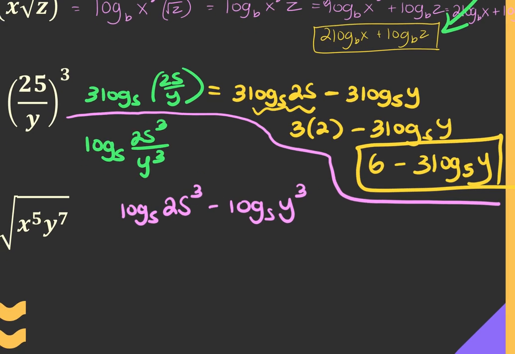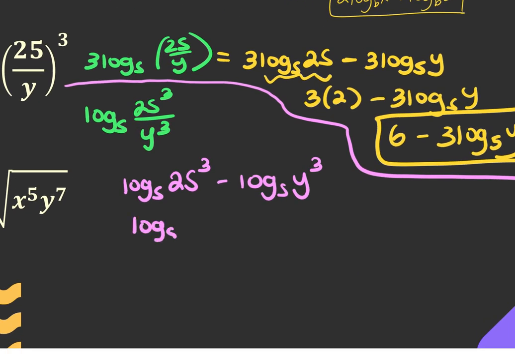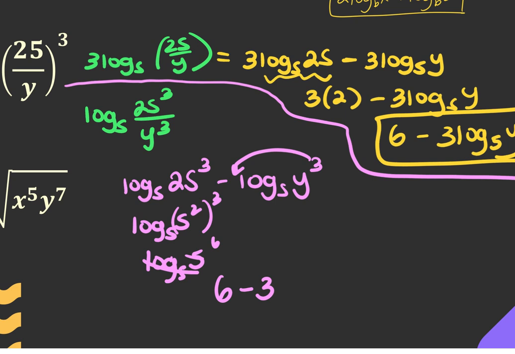Or I could change this to be log base 5 of 5 squared raised to the third. And then what happens to my exponents here? I'd multiply them. So that could be log base 5 of 5 to the 6th. And what happens when the base on the log is the same as the base on what's next to it? It cancels out and becomes 6. So like 7 different ways to do the same kind of question. At the end, you got to get to the 6 either way. And then this 3 bumps forward, so minus 3 log base 5 of y.